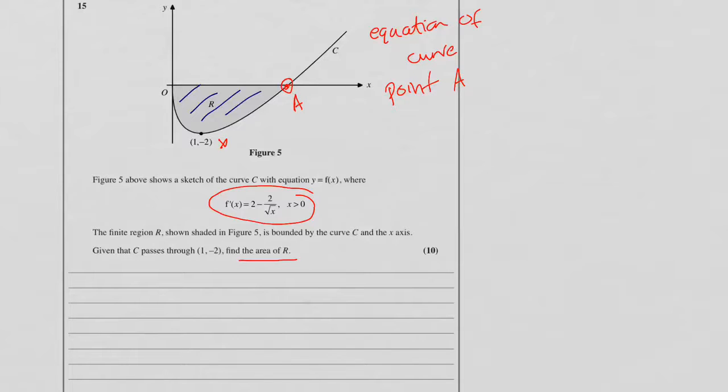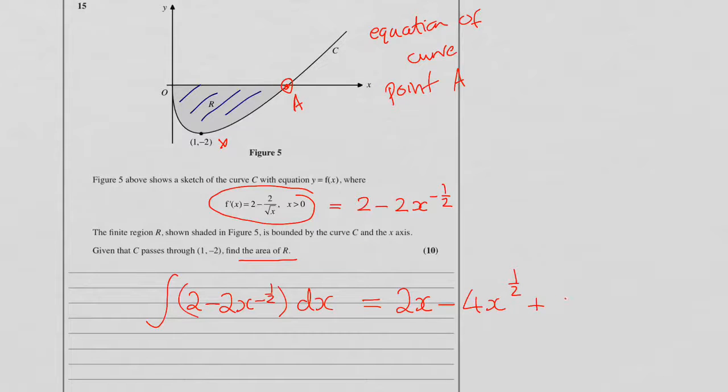Now we need to look at the question and figure out how I'm going to find it. Well, they've given me the gradient function. So to get the original curve from that, I'm going to integrate. It's not actually in the best format at the moment, so I'm going to rewrite it as 2 minus 2x to the minus a half. I'm going to integrate that. And that gives me 2x minus 4x to the half plus c. That's the equation of the curve.